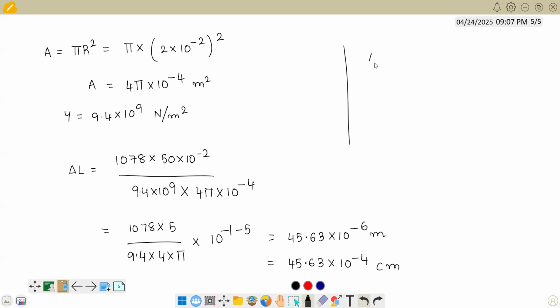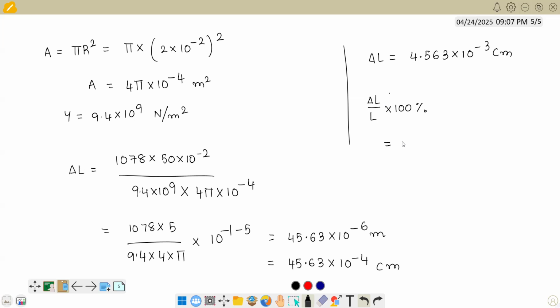In the NCERT, it is given as delta L equals 4.563 into 10 power minus 3 centimeter. So approximately it is given as 4.55. Since we solved this, this is what we got. We can even find the fractional change in length. For the fractional change in length, we'll do delta L by L into 100%.